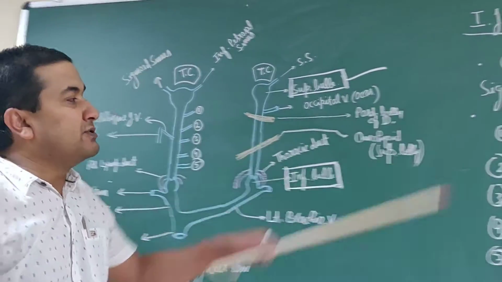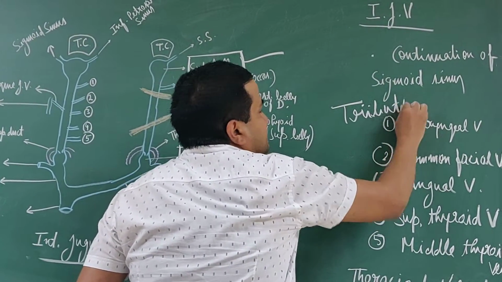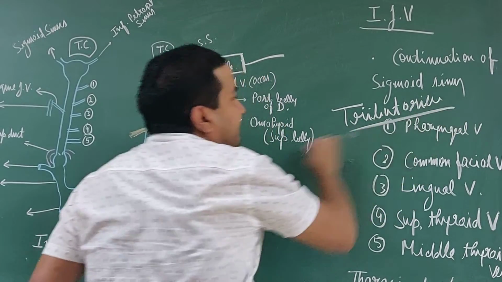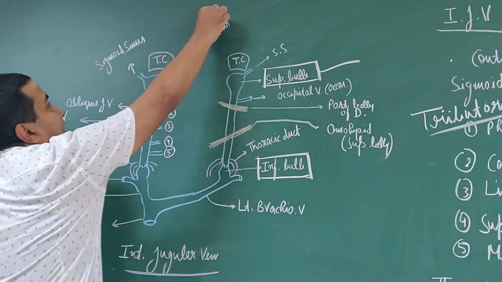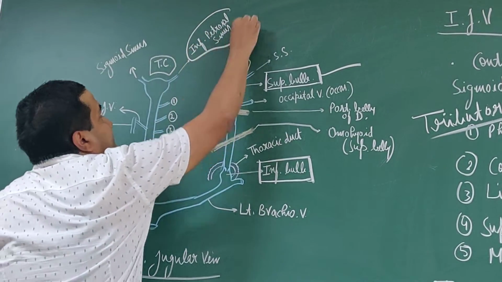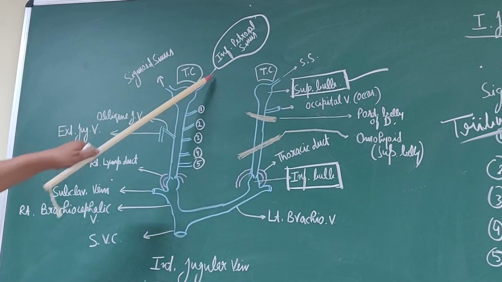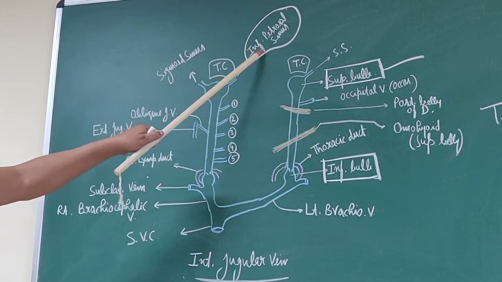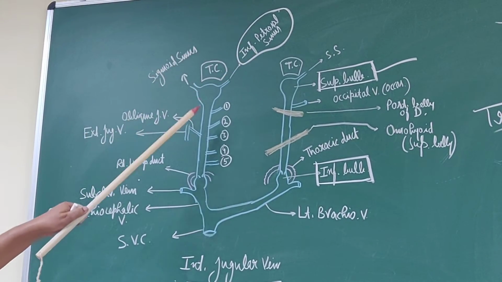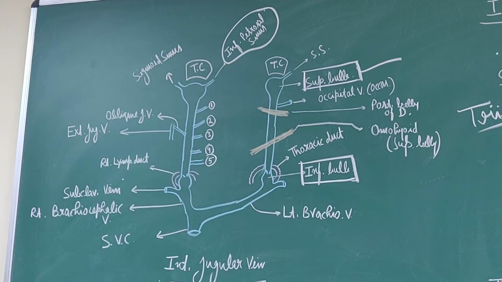Now you see the tributaries of the internal jugular vein. The first tributary is the inferior petrosal sinus. It comes through the jugular foramen and joins the superior bulb, and this inferior petrosal sinus connects the internal jugular vein with the cavernous sinus.